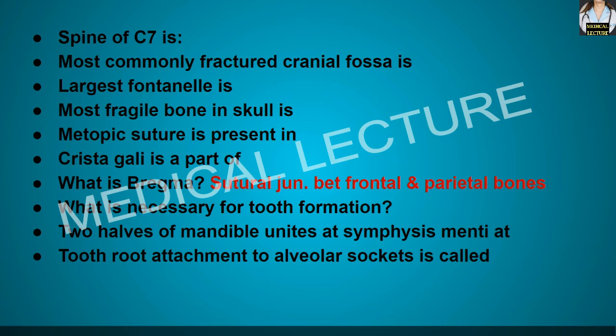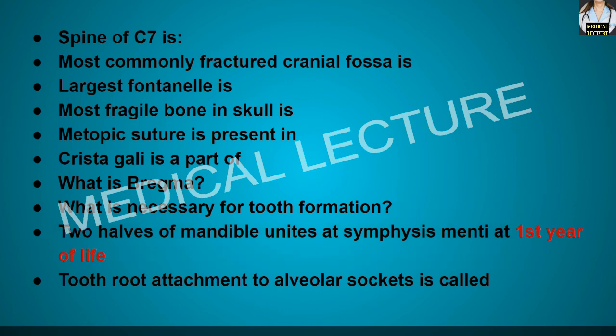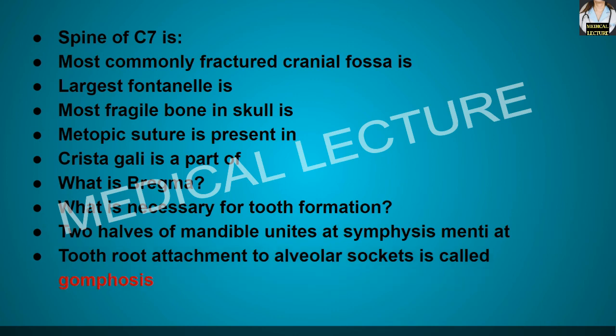What is necessary for tooth formation? Over here remember, the dental lamina, membrana preformativa and the dental papilla are important for tooth formation. Now the two halves of the mandible unite at the symphysis menti in the first year of life. Tooth root attachment to the alveolar sockets is known as gomphosis.